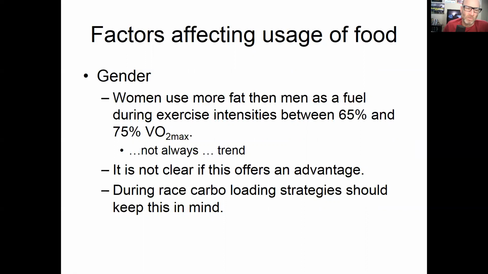And if you are interested, you can look up Dr. Stacy Sims. She's a strong advocate for relying on research for females to help set up female nutrition training programs. During a race, carb loading strategies may be different for men and women, and we have to keep that in mind. The amount of carbohydrate that a female needs may be different than a male.